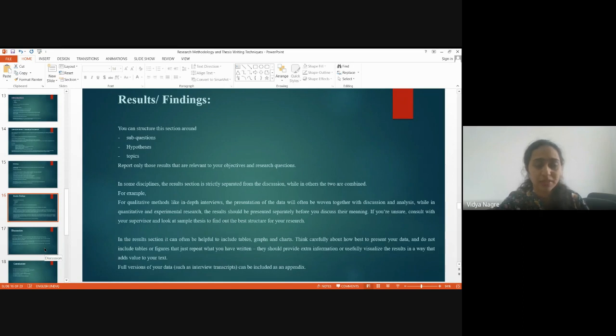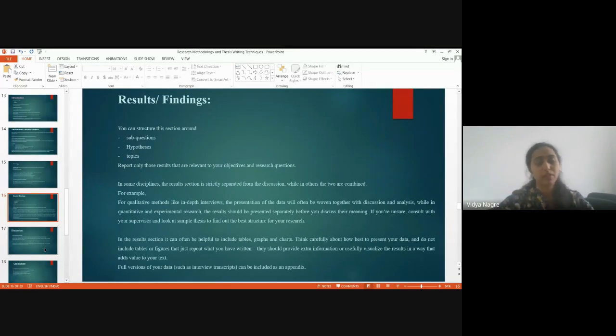In some disciplines, the results section is strictly separated from the discussion, while in others, these two are combined. So whenever you take admission, please check the standard format given by your university. They do have a handbook of research. Please go through it in detail and understand the requirement of submission to that particular university. And according to that, you can sequence all these compilations.